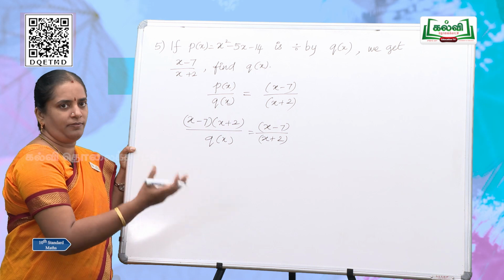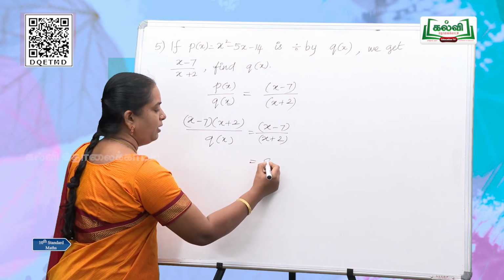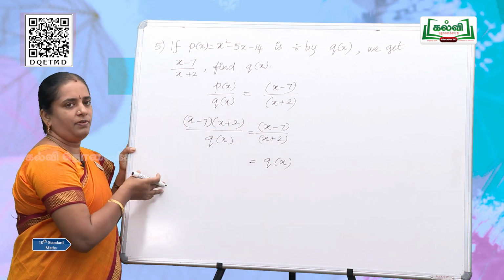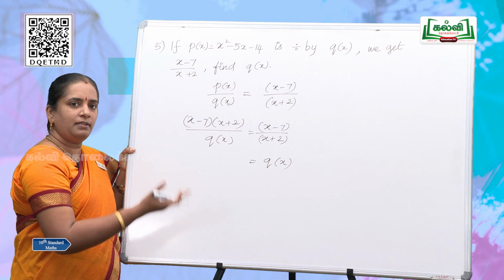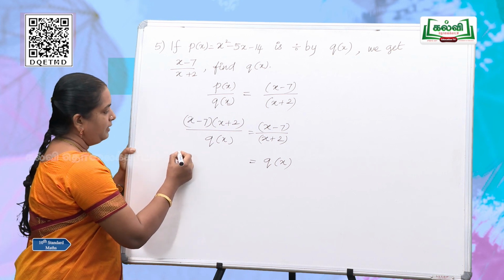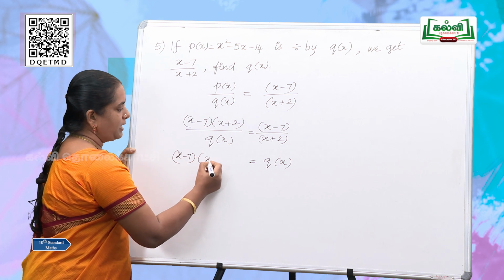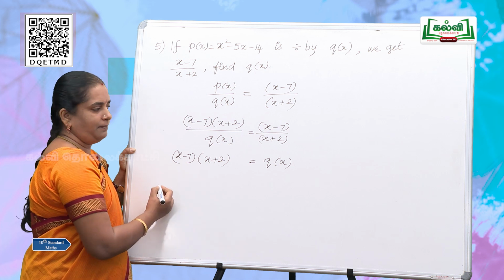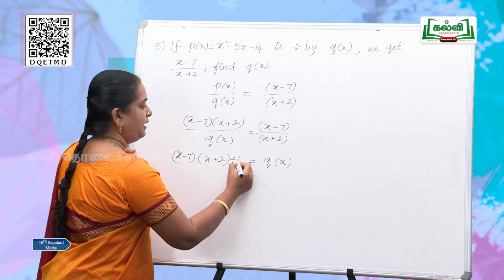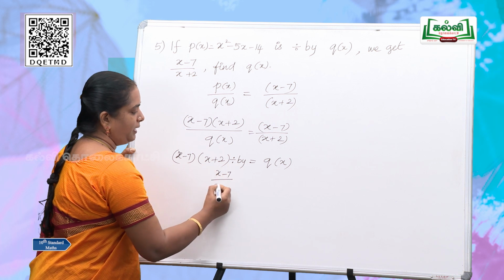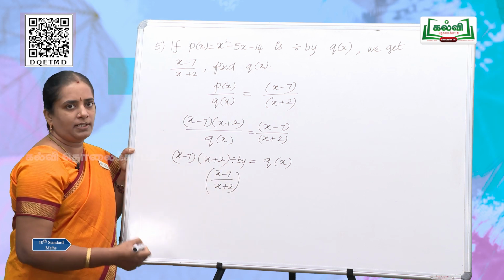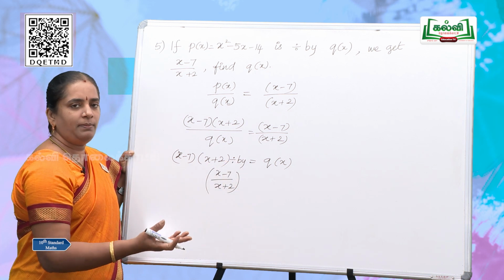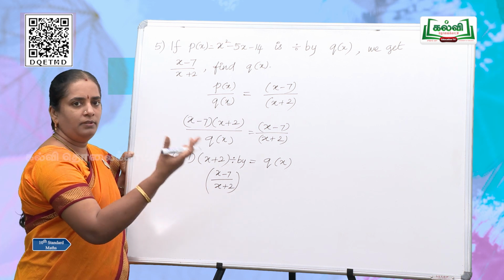So, multiply both sides by q of x, and we get q of x is equal to x minus 7 into x plus 2, divided by x minus 7 by x plus 2. You know very well what is division. So, we have to replace the division symbol with multiplication and then convert this into its reciprocal.